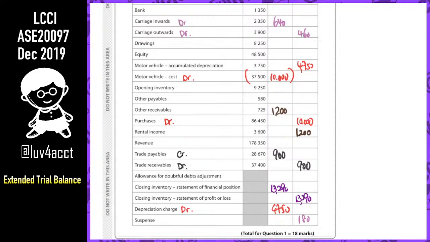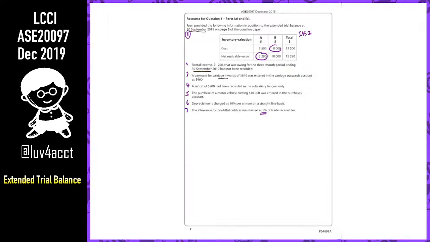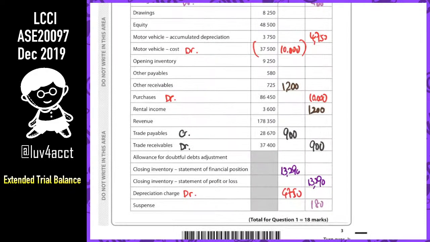So now we have the last item, the allowance for doubtful debt, 5%. Again, our receivables is adjusted. Here we have negative 900. So make sure when you calculate, it is 37400 minus 900, and then multiply by 5%.